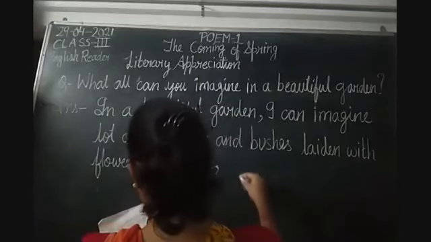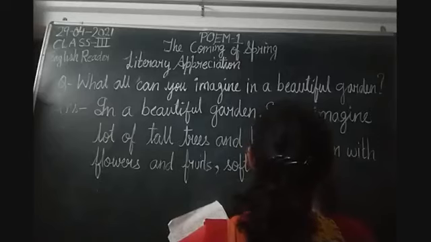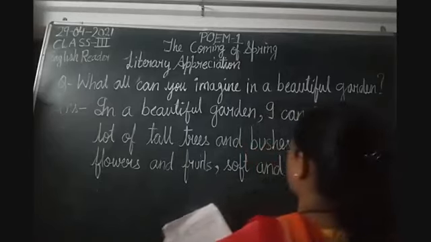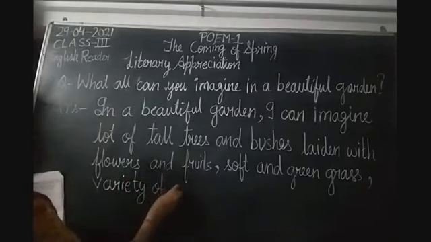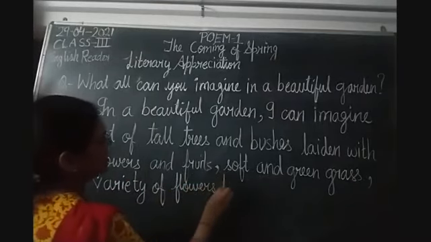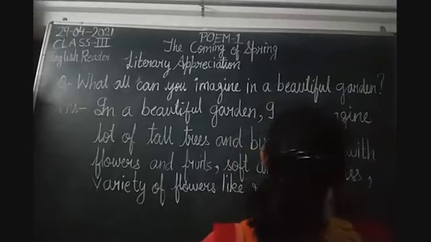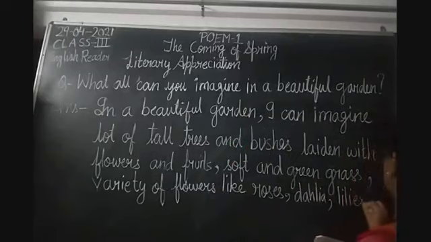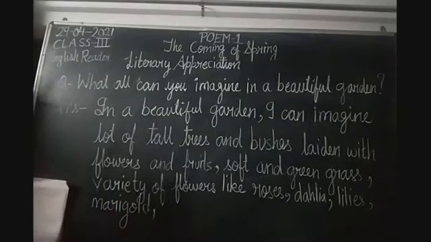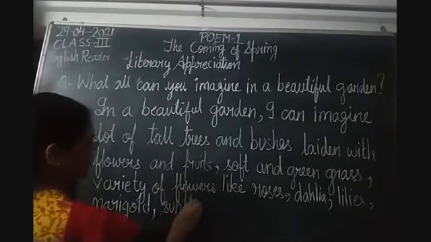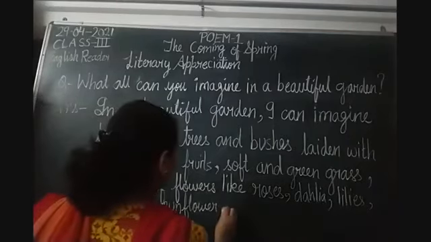Then, what else? Soft and green grass. Then, variety of flowers like roses, dahlia, lilies, marigold, sunflower, etc.